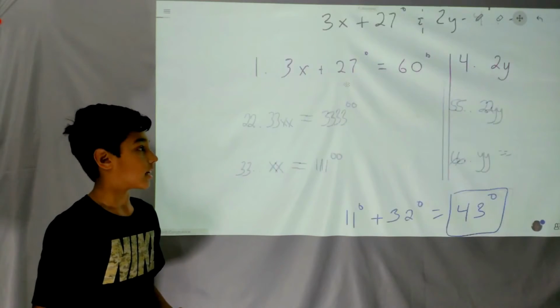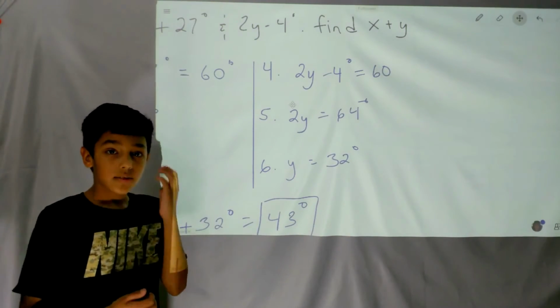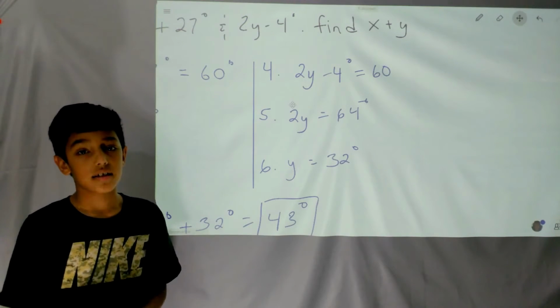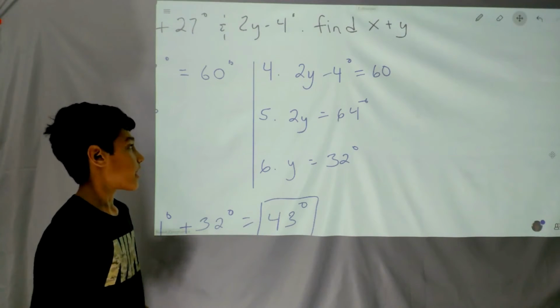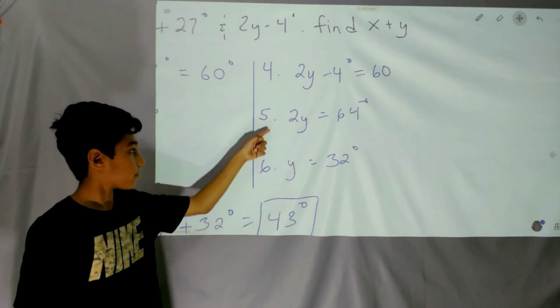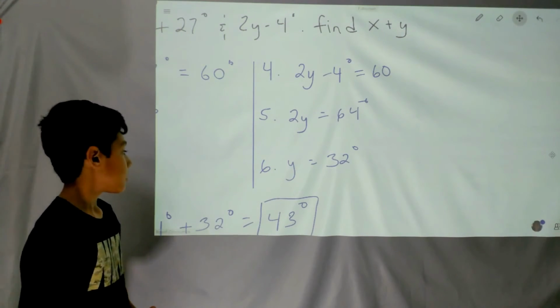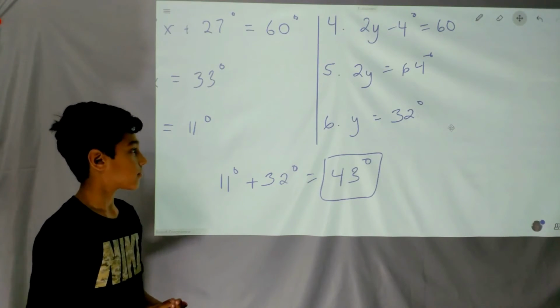Now let's do the same thing with 2y minus 4 degrees. So we have 2y minus 4 equals 60, again because all the angles in the triangle are equal to 60. We add 4 to both sides, and we get 2y equals 64. And our final step is to divide by 2 and get y equals 32.